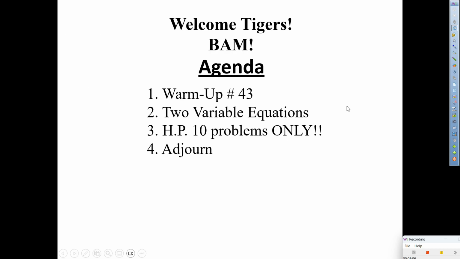Warm-up number 43, 2 variable equations. We're moving on, and hopefully for tonight, 10 problems. As soon as you copy the agenda, go grab 2 graphing papers from the back. They're next to the marker box over there on top of the cabinet. 2 graphing papers.